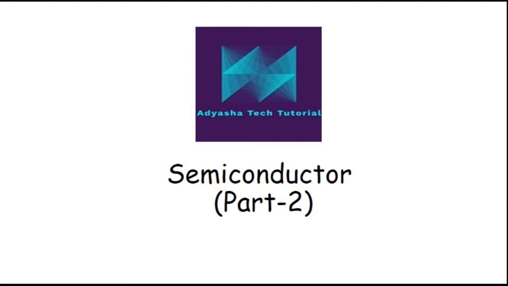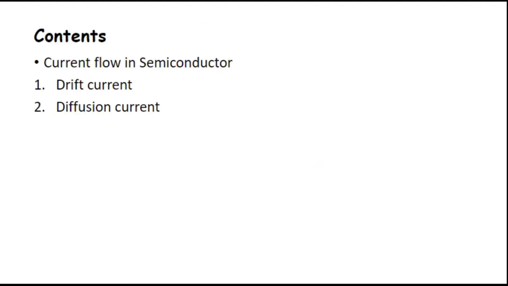So in this video we will be studying about the semiconductor part 2. In the semiconductor part 2 we will study two types of current flow in semiconductor, that is drift current and diffusion current. So before studying drift current, let's see an animated video about the drift current.